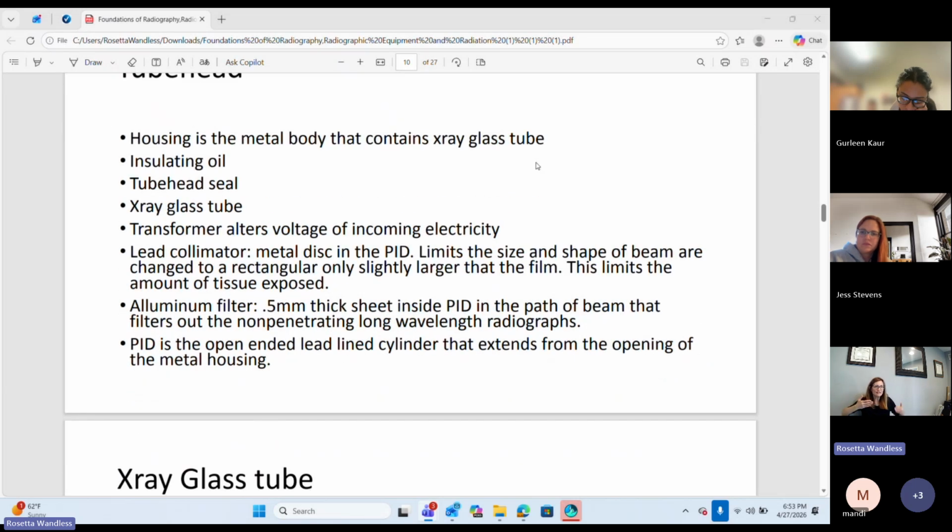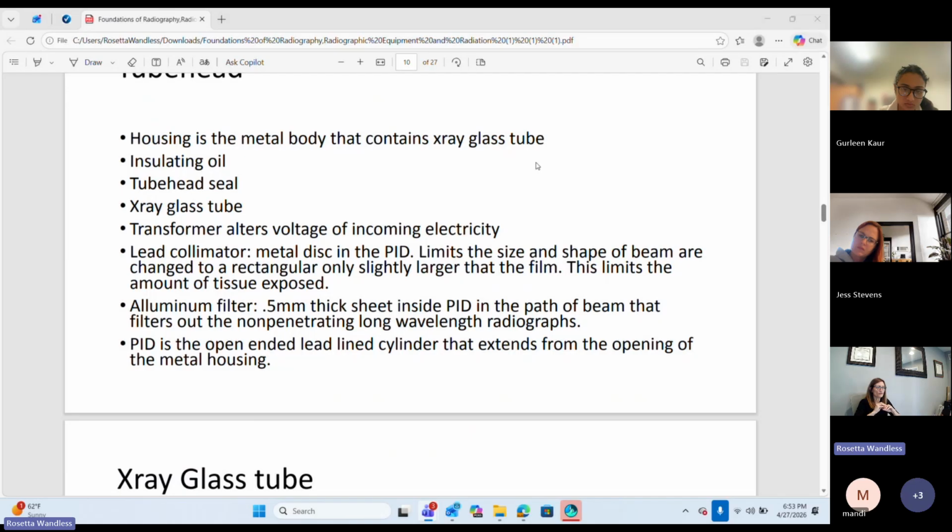Now, the next piece that we need to put in play is the aluminum filter, right? We need to filter out those long wavelengths that we don't need in our electromagnetic radiation. They are useless. Long wavelengths do not penetrate matter. They just bounce off and expose us to radiation unnecessarily. What we do want are those short wavelengths that have high penetrating power. That's what we want. They go right through that aluminum filter with no problem.